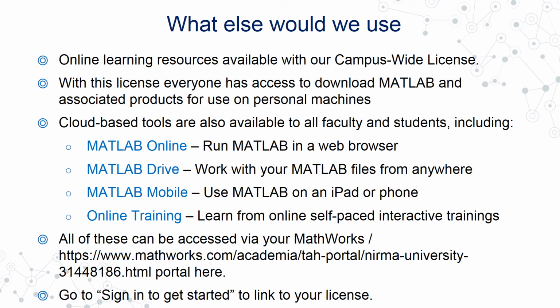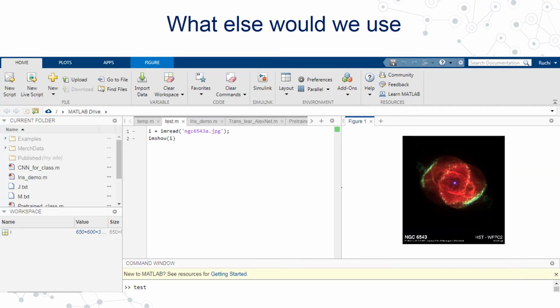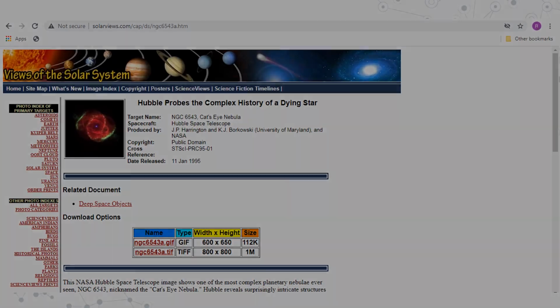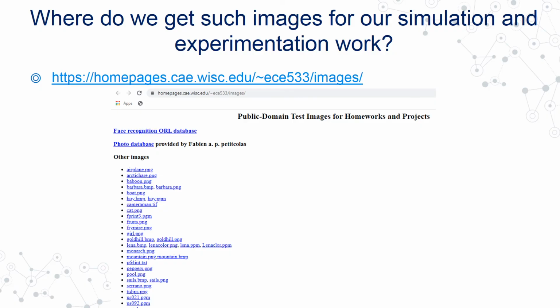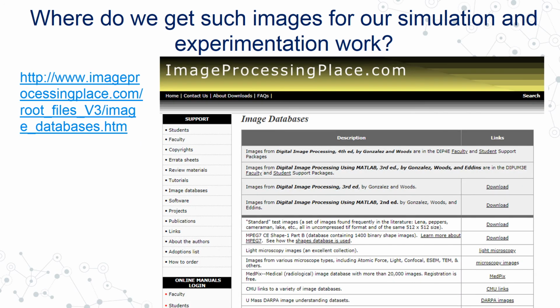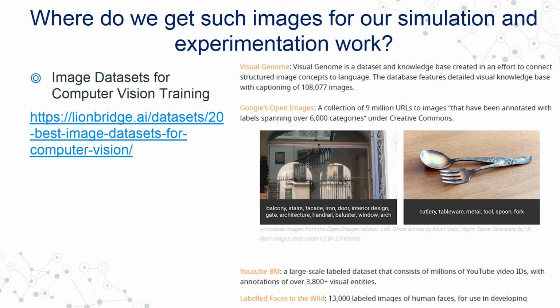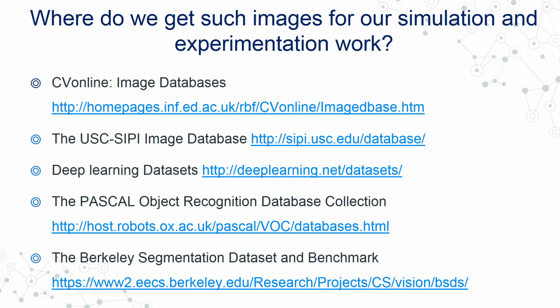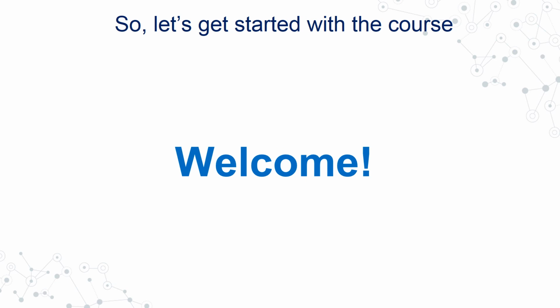and we would be using MATLAB, the license that our institute has for our image processing operations. So you can simply do it on the web, online. Where to get the images from? These are some reference resources that you can refer to, find some standard database or some exclusive data set depending on your applications. So welcome, let's get started with the course.